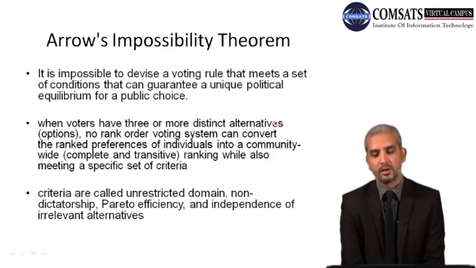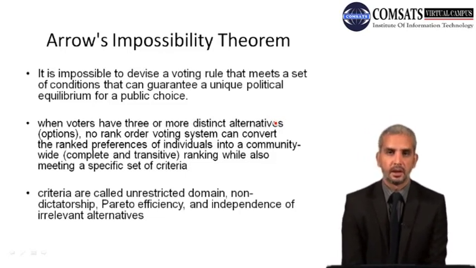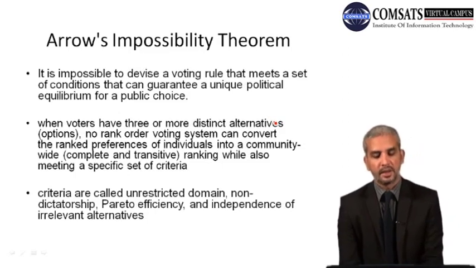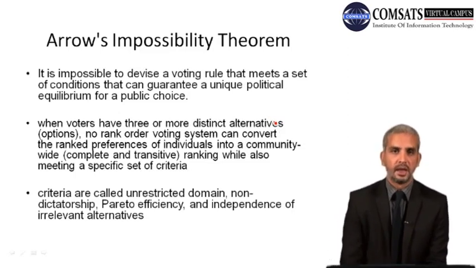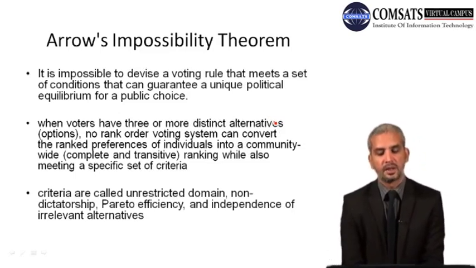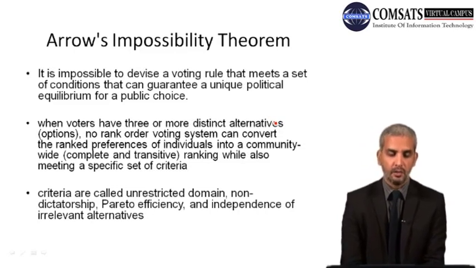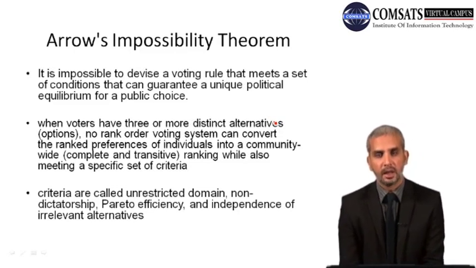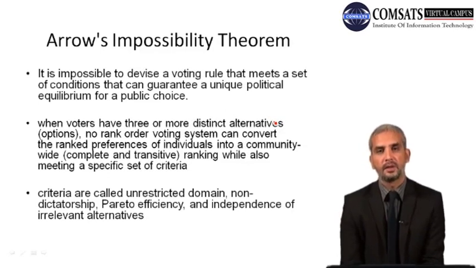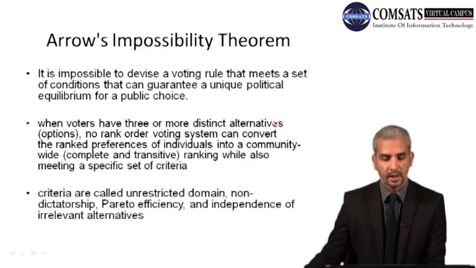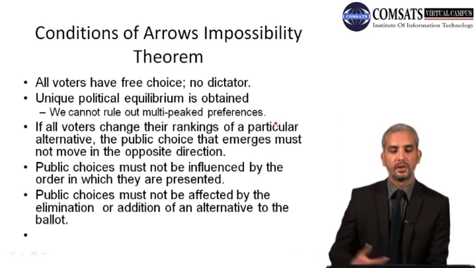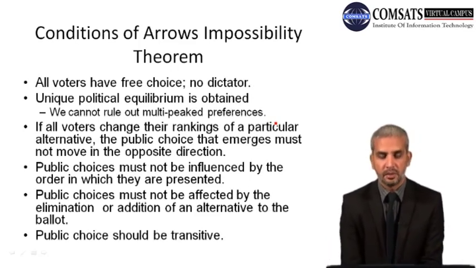So in this scenario, we saw that when voters have 3 or more distinct alternatives, a few options available, no rank order voting system, which we took as an example, can convert the rank preferences of individuals into complete and transitive rankings while also meeting a specific set of criteria. Now, what would that criteria be in terms of which we are talking about? Those criteria are called unrestricted domain, non-dictatorship, Pareto efficiency, and independence of irrelevant alternatives. We can express those criteria in terms of these conditions for Arrow's impossibility theorem.